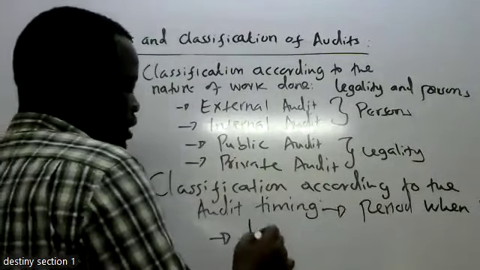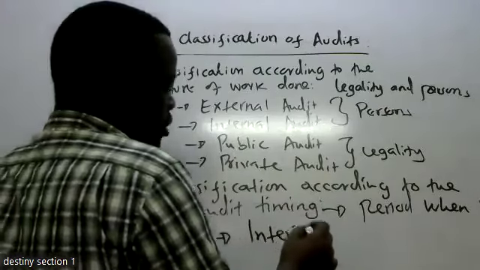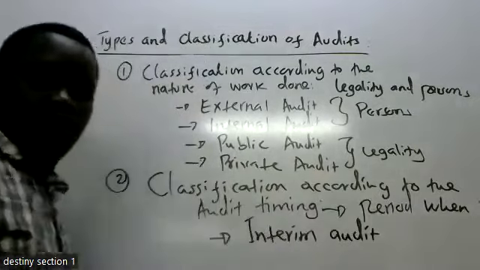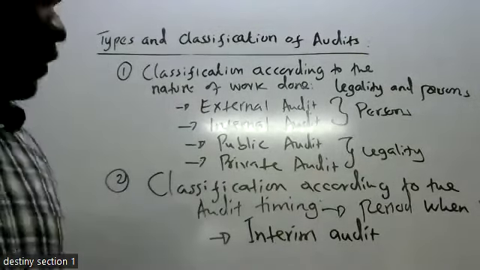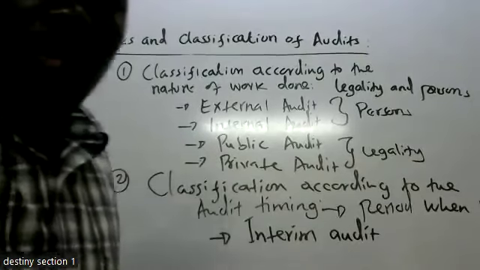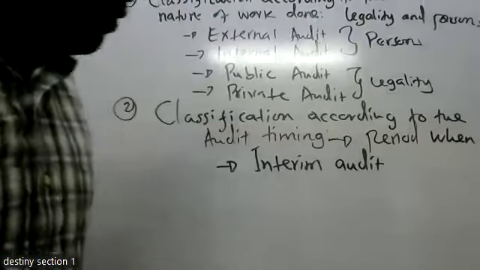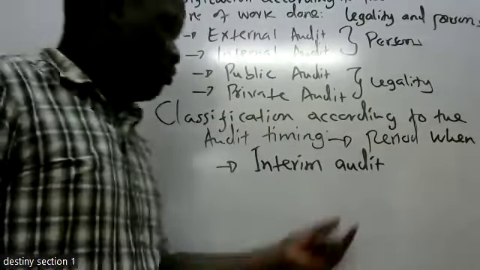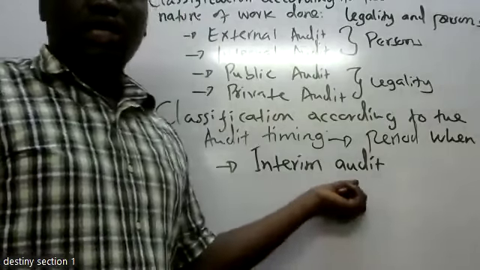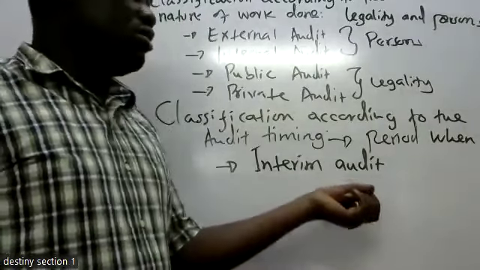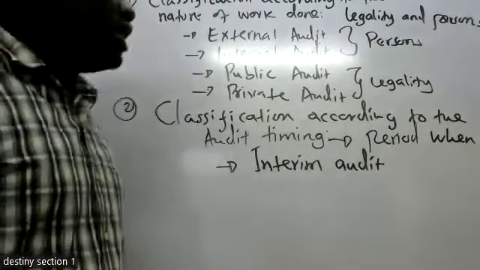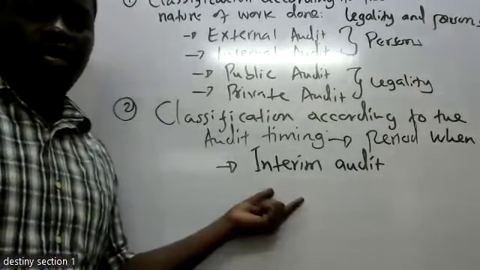So here we have three categories of audits. One, we have what we call the interim audit. An interim audit is one that's done in a certain regular time period, meant for companies that are required to publish interim financial statements. In that case, it is the interim financial statements that are being audited. It's very useful when it comes to declaration of interim dividends.